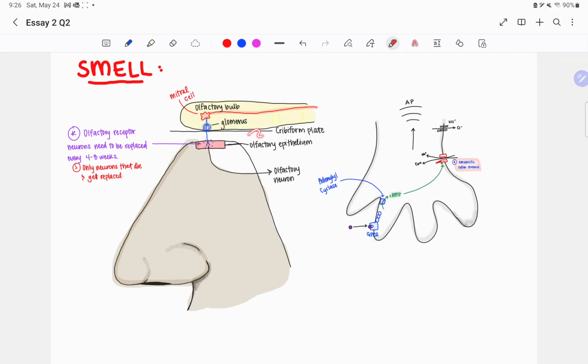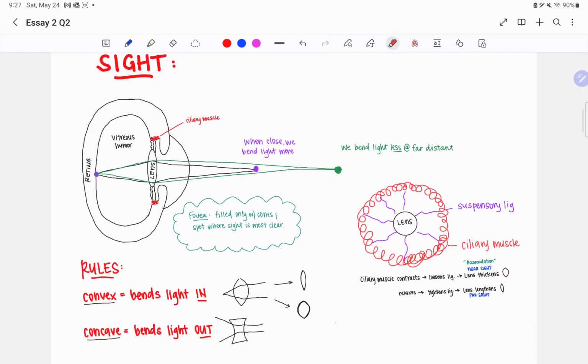Okay, but what's really cool about these olfactory neurons right here is that they're the only neurons that are replaced. Okay, they get replaced every 4 to 8 weeks, so about 2 months. I just think that's really, really interesting.